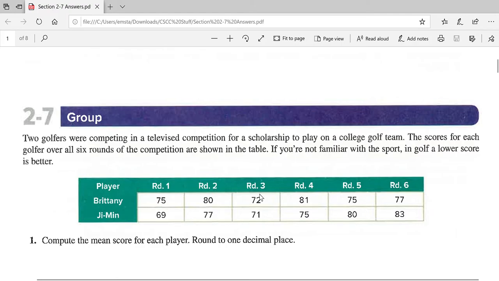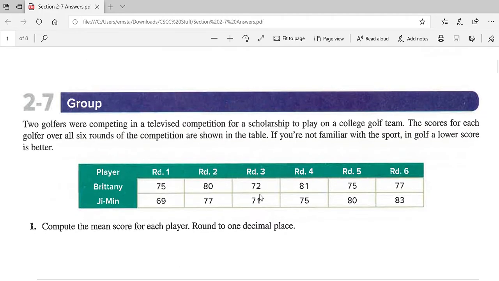We're actually gonna do the first part of group work together, then we'll do some classwork, and then we'll let you do the other group part on your own. Towards the middle of the page, it says two golfers were competing in a televised competition for a scholarship to play on a college golf team. The scores for each golfer over all six rounds of the competition are shown in the table. If you're not familiar with the sport, in golf, a lower score is better.